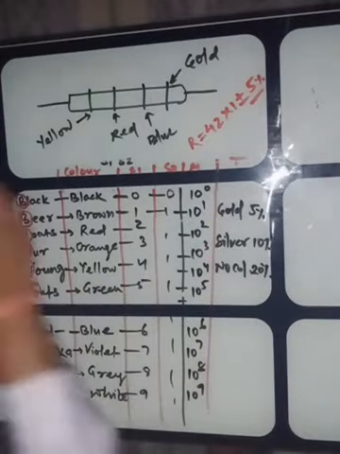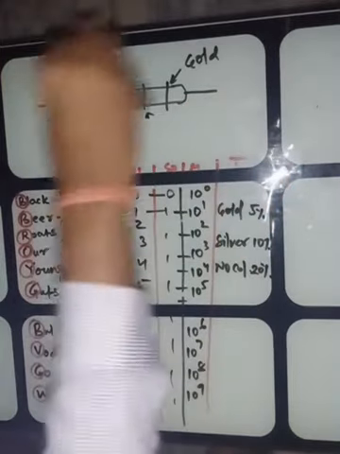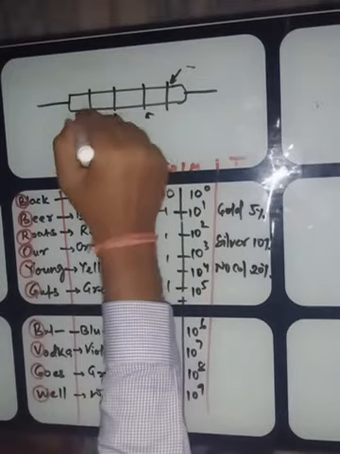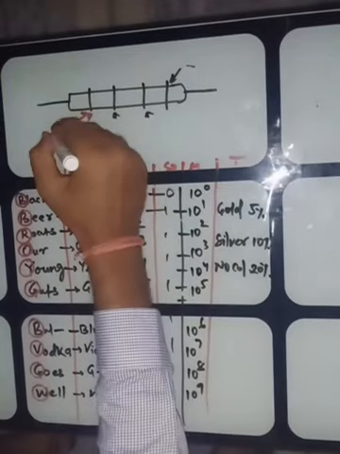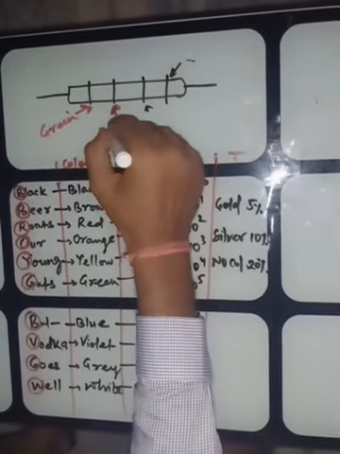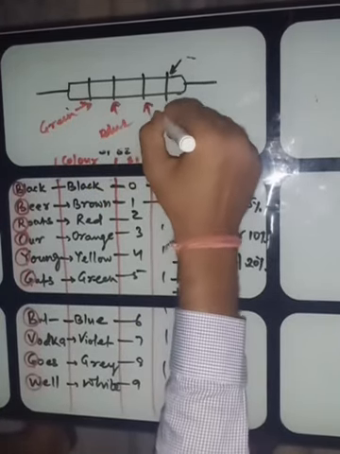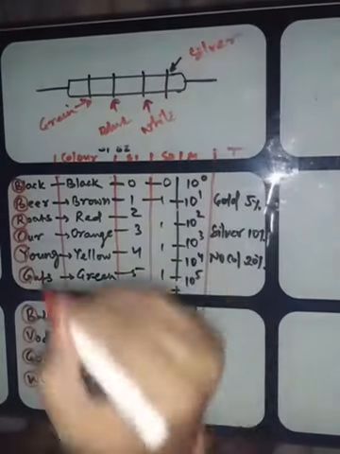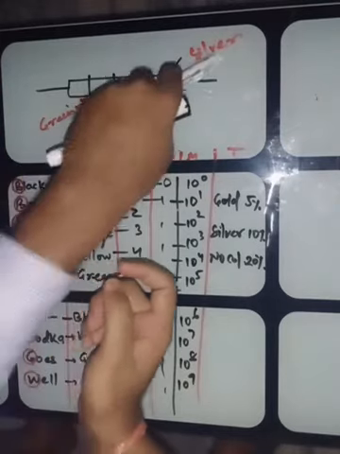Now the next one, try to write the answer now. How quick can you write the answer? Let me see. This one, the green, red, now blue. This one is the white, and this one is the silver. Okay, write down the resistance: green, blue, white, and silver.